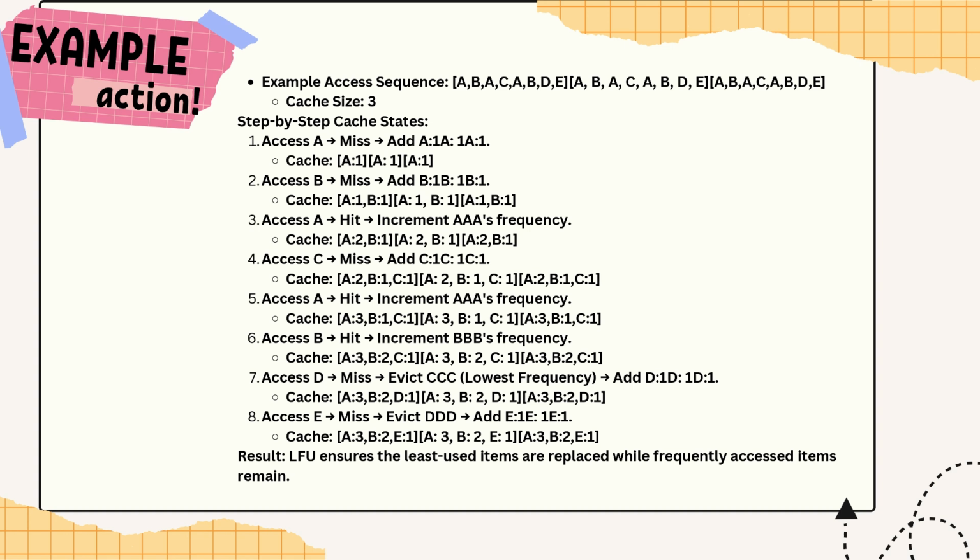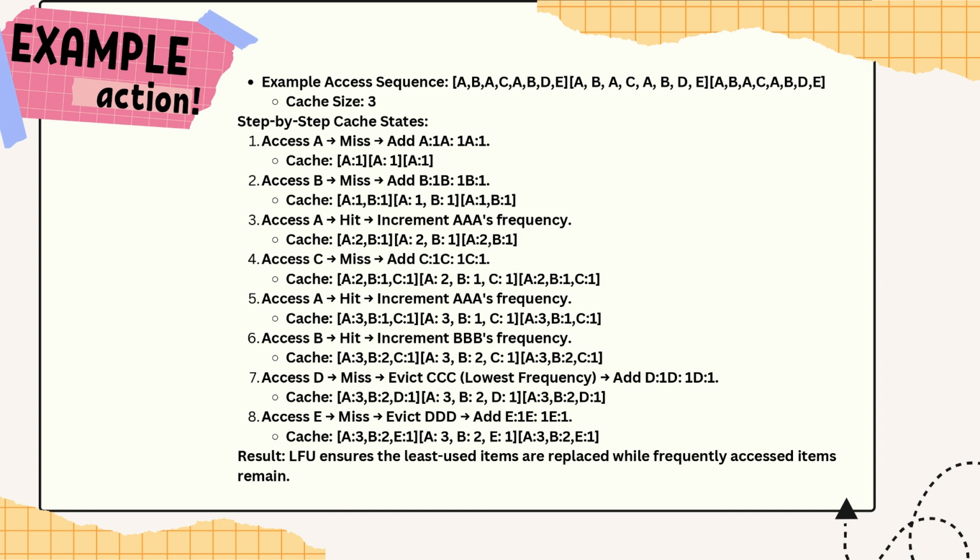And then we go through access C, which is step 4. Cache miss, C is not in the cache, but now the cache is full. So we need to evict something. LFU chooses to evict B. And then we will add C to the cache. Therefore, the cache will have A and C. Access A, cache hit, A is in the cache, increment A's frequency count, and then the cache will be A and C. And then we go to step 6, which is access B.